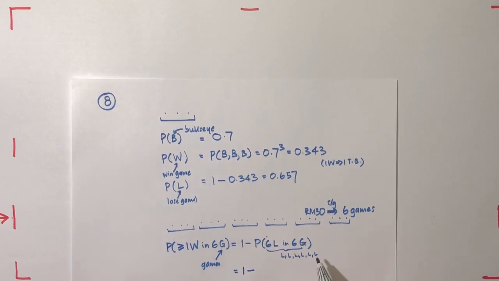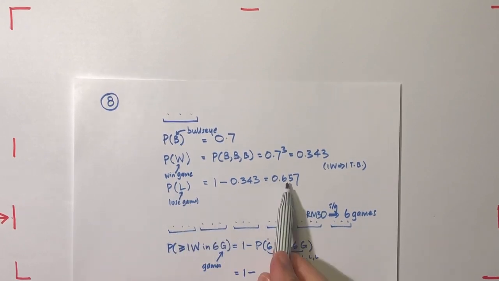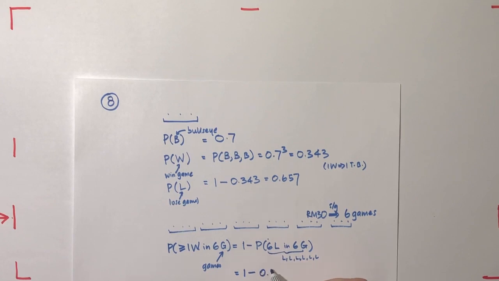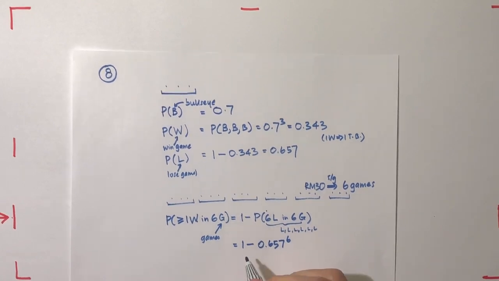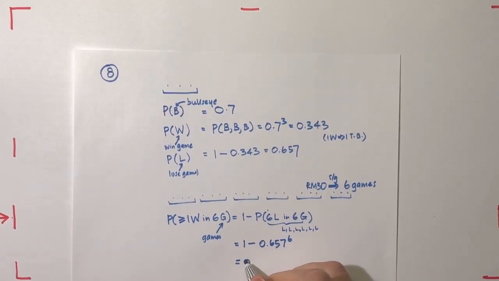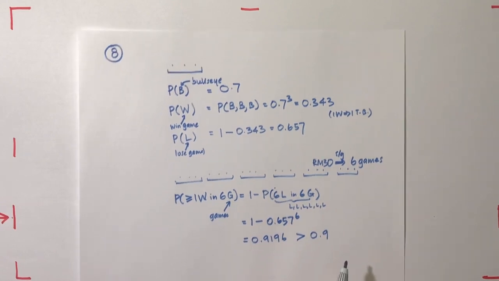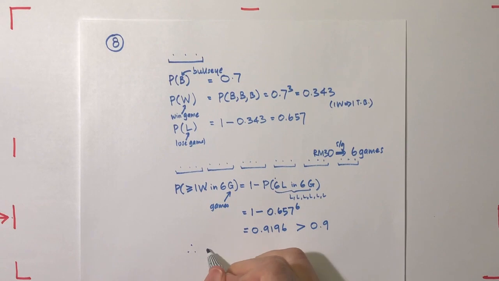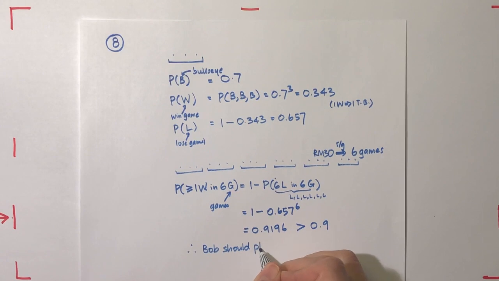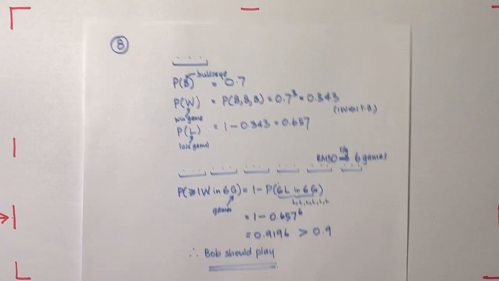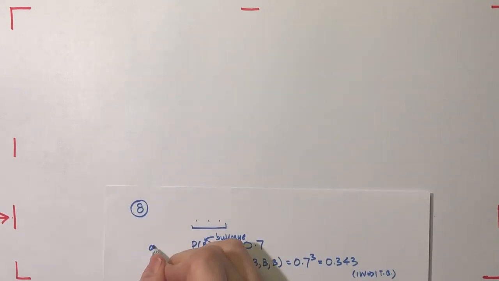So that would be equal to 1 minus. The probability of losing 1 game is 0.657. So the probability of losing 6 games in a row is 0.657 to the power of 6. And if you work that out, the answer is 0.9196, which is just slightly over 90%. So the conclusion is, therefore, Bob should play. And that's the answer for part A.